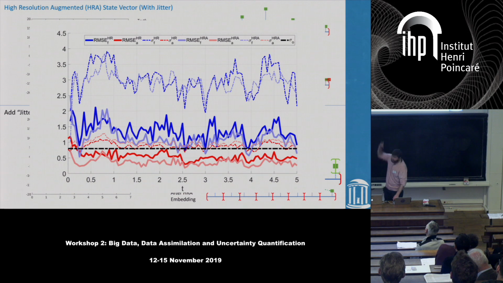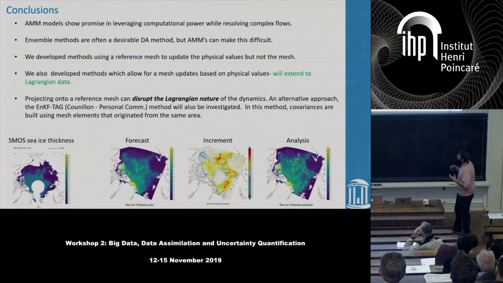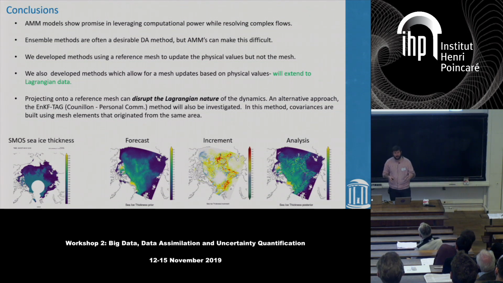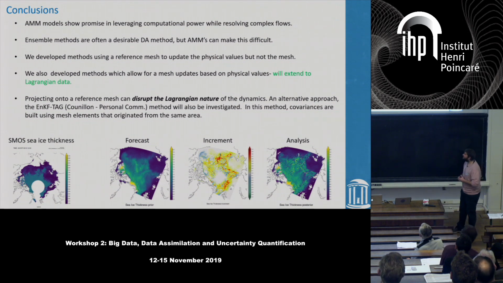Okay, so those are just some of the results that we've gotten so far doing this. Just to conclude a little bit, it's really nice that these AMM models allow us to leverage what computational power we have, but focus on the parts of the model that matter. Ensemble methods are desirable DA methods, I guess if you're in the right linearity and nonlinearity regime, that was an interesting talk.